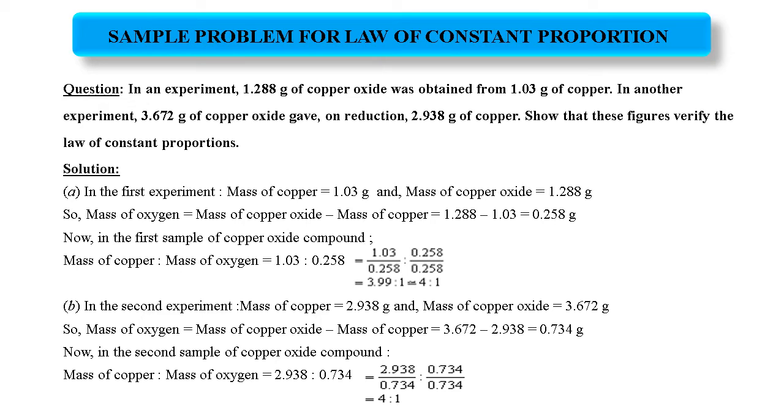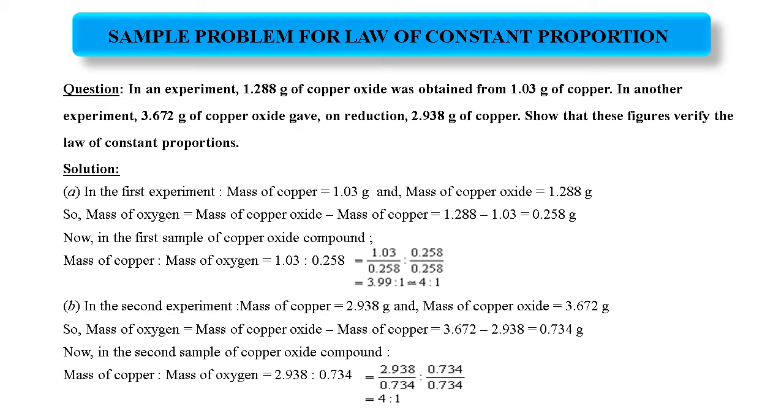Show that these figures verify the law of constant proportion. So, first we will solve for the experiment. Here we will first calculate the mass of oxygen by subtracting the mass of copper from the mass of copper oxide, which are given in the question. So, by solving, we got the ratio of mass of oxygen to the mass of copper as 4:1.